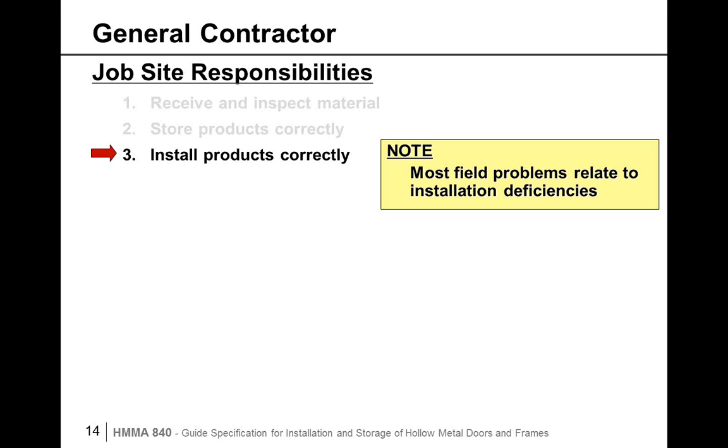Now, installation of the product. When you look at back charges related to hollow metal or even hardware, it relates mainly back to some type of installation deficiencies. Now, there's no doubt that manufacturers do have quality issues periodically, and hopefully you're dealing with a manufacturer that takes care of those deficiencies. But in functionality, most problems relate to installation deficiencies.